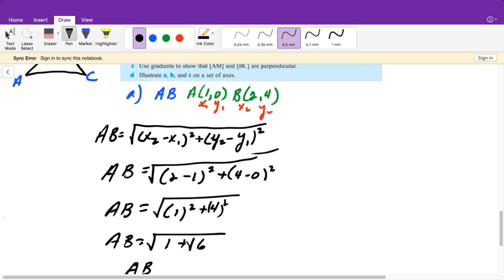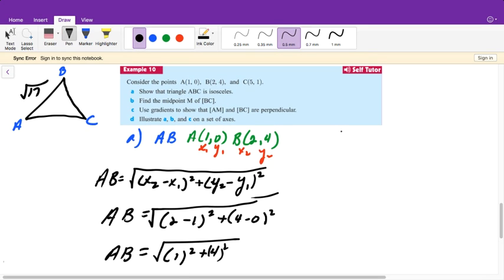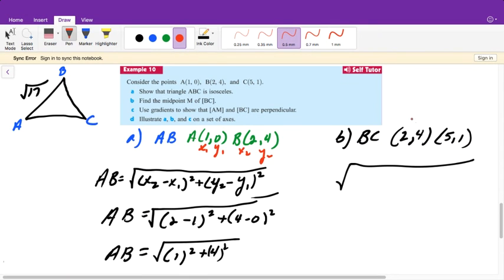So AB is equal to the square root of 17. So I know that this is equal to the square root of 17. We would have to do the same for this one here and find the distance of BC because we need to find a distance for all of them. So we're going to find a distance from 2, 4 to 5, 1. All right, I'm going to do this one really fast.